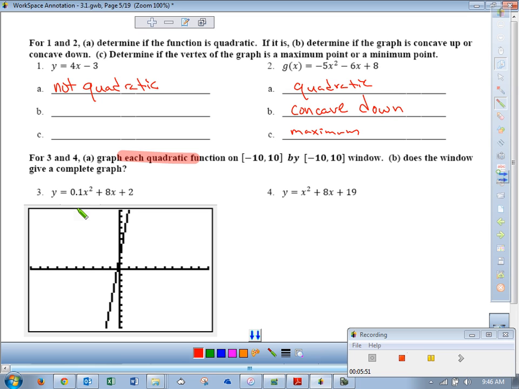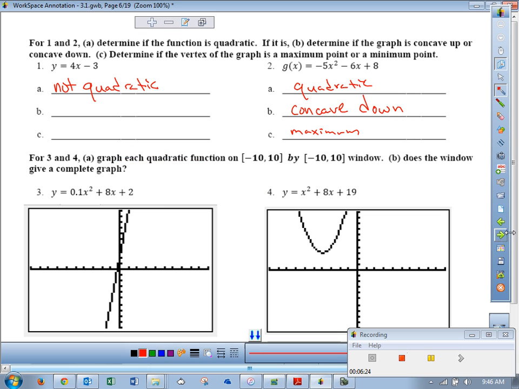So does it give you a complete graph? Yes or no? No. That's all that it asks, right? Does it give you a complete graph? Other one, it is a parabola. It told you so, right? It's a quadratic. Please graph it on the standard window. I bet it looks like that, correct? Most people would say, yes, that's a complete graph.